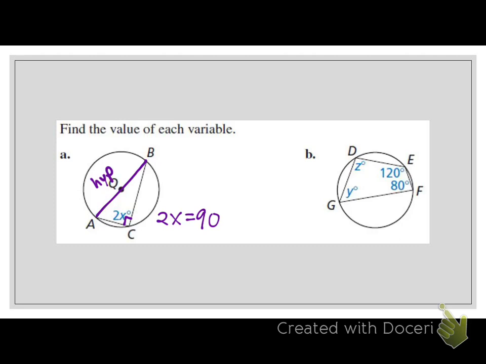Whereas in B, what shape do we have there? Quadrilateral. What is the rule we learned about inscribed quadrilaterals? Opposite angles are supplementary. So what's opposite of Z? 80. So what's Z going to be? 100. And then what's opposite of Y? 120. So that means Y would be 60. Good. Go ahead and clear your desk.